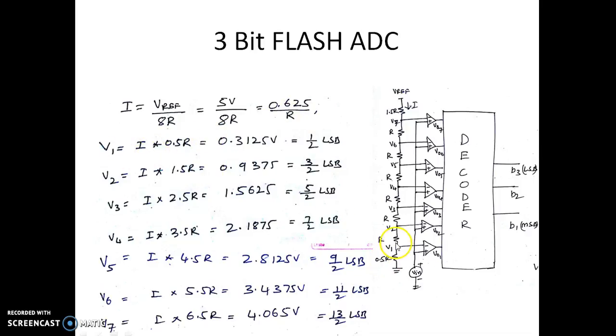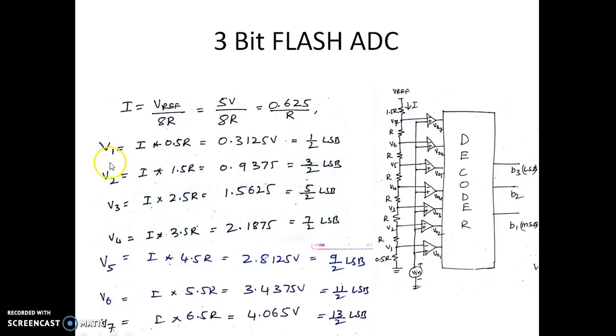Now we can find the voltage at V1, which is nothing but the current flowing through that multiplied by 0.5 R, which happens to be 0.125 volts, exactly half LSB. V2 is the voltage at this point where the resistance is R plus 0.5 R, which happens to be 1.5 R, multiplied by the current. So this comes out to be 0.9375 volts, which corresponds to 3 by 2 LSB.